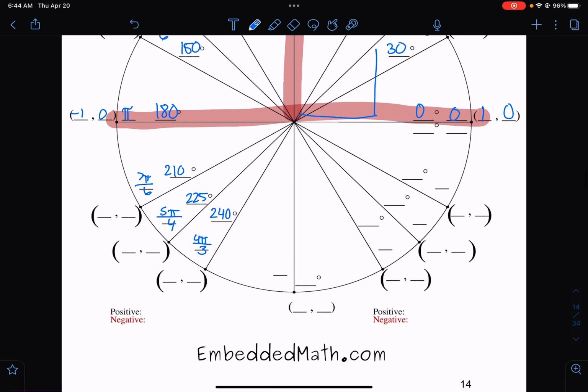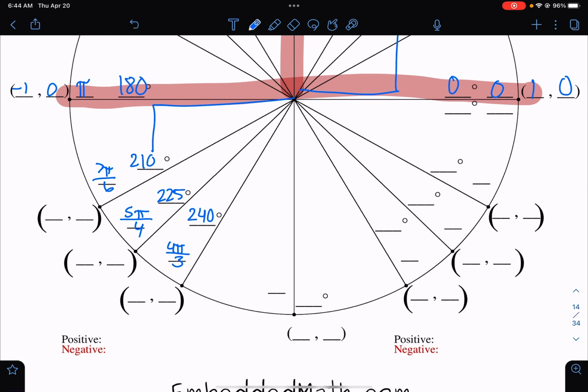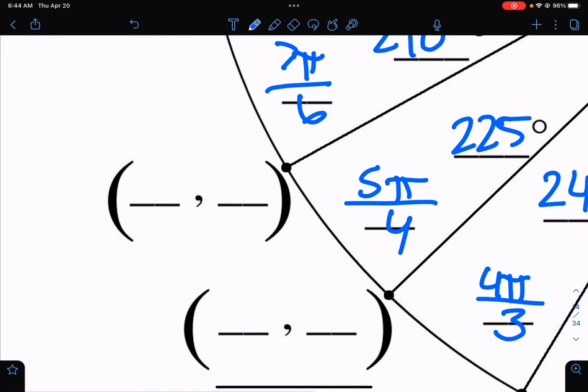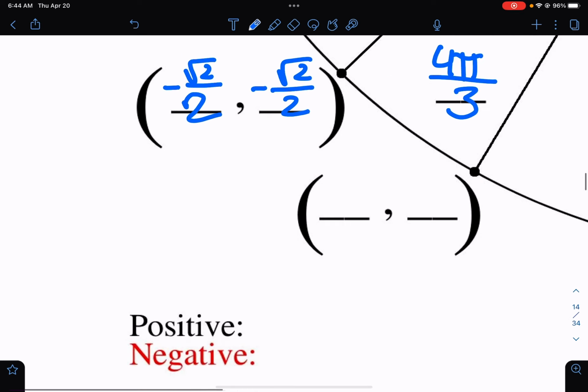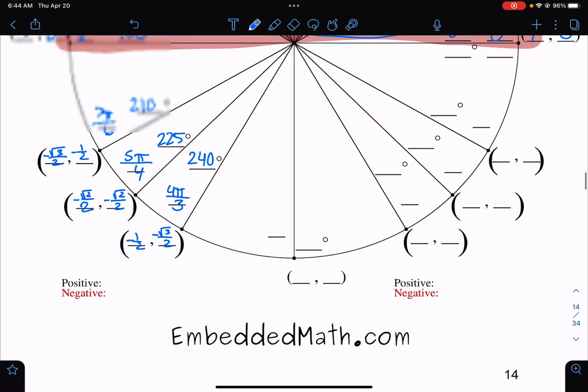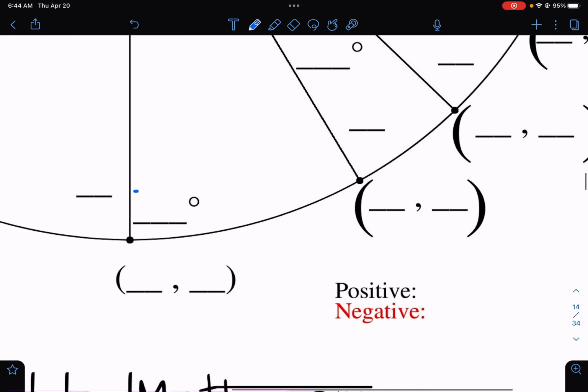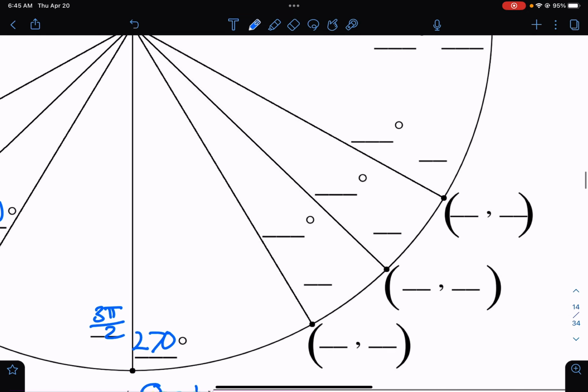And then if we're in this quadrant, we would go negative, negative. So we're going to end up with all negative values: negative root 3/2, negative 1/2; negative root 2/2, negative root 2/2; negative 1/2, negative root 3/2. And then we've got 270 degrees, and this is going to be 3 pi over 2. And our coordinates are going to be 0, negative 1.